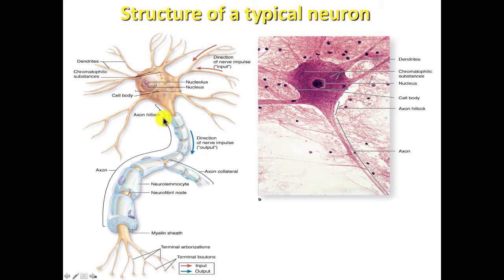And additionally, one shouldn't forget the axon hillock, which is a part of the cell where a decision is made whether to transmit or not transmit a neural impulse.